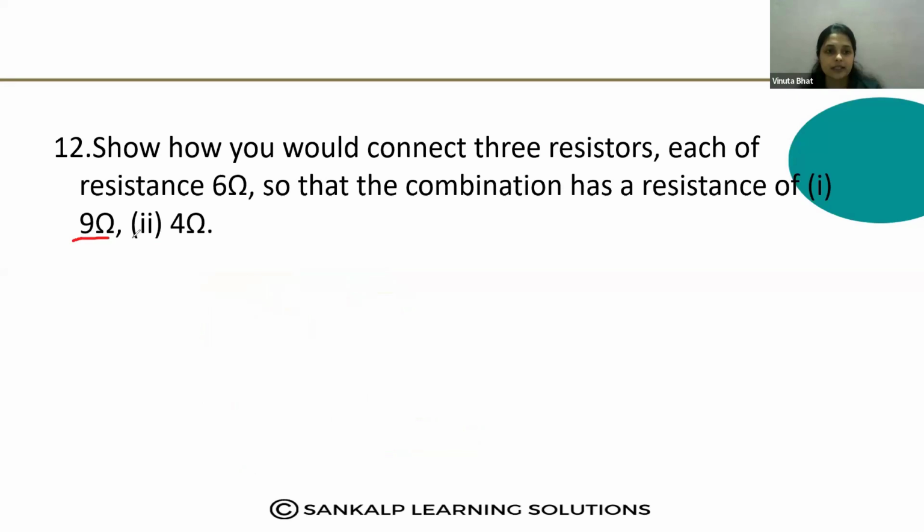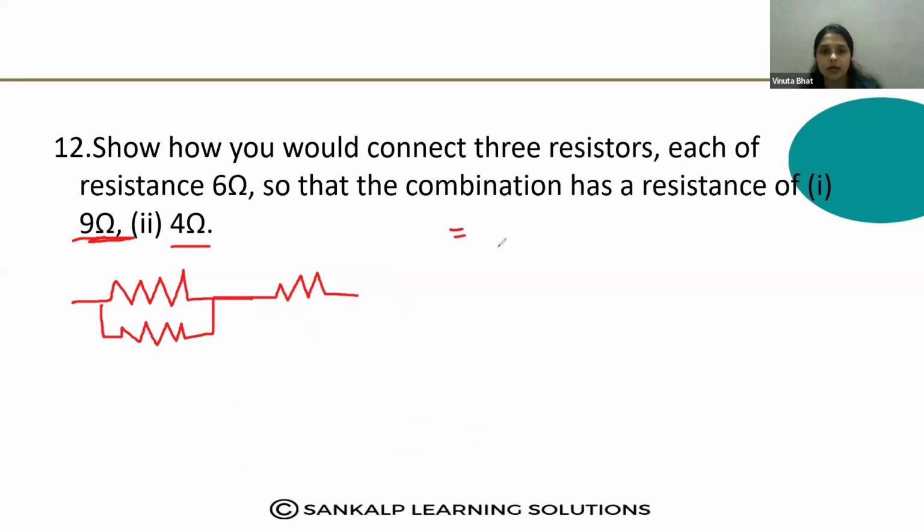The combination of three resistors should be 9 ohm and 4 ohm. First connect these two resistors in parallel, like this: two resistors should be in parallel and one should be in series. When two resistors are in parallel, apply the formula 1/Rp = 1/6 + 1/6, that is equal to 2/6.